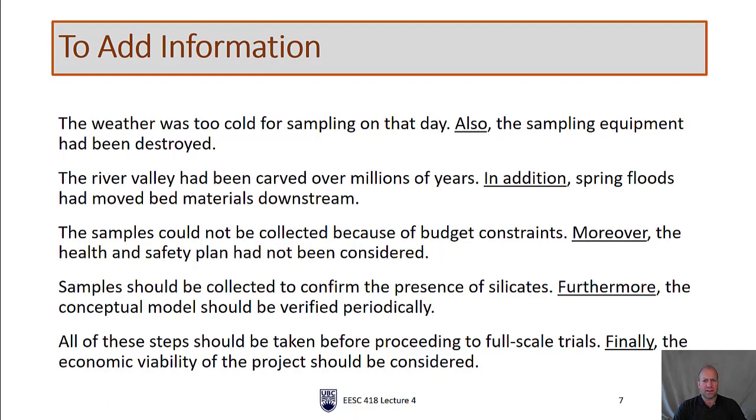All right, let's look at these in more detail, starting with transitional phrases that we would use to add information. So in this case, we're generally going to be adding information that is similar to the first piece of information that we've added. So in this example, the first two are actually fairly similar. Also, and in addition, are usually used for adding similar information to each other. So the first example is, the weather was too cold for sampling on that date. Also, the sampling equipment had been destroyed. So in this case, we're showing two similar reasons why we could not collect samples. They both had related causes and effects.